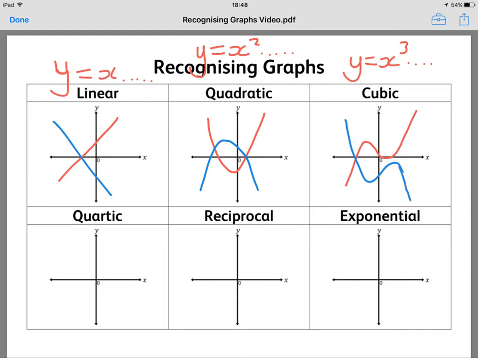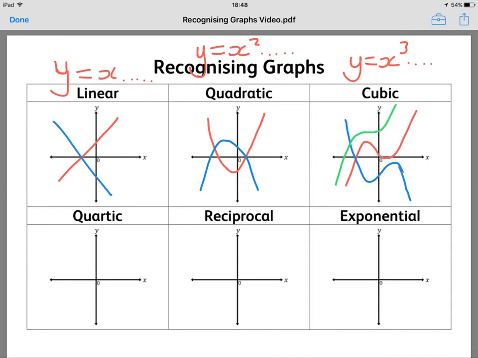Like I say, you can get them sometimes, and this would be a positive one where it goes flat for a bit and like that. But that is exactly the sort of thing you've got to look out for. Okay, so they're cubics. Y equals x cubed, and then other stuff, basically.